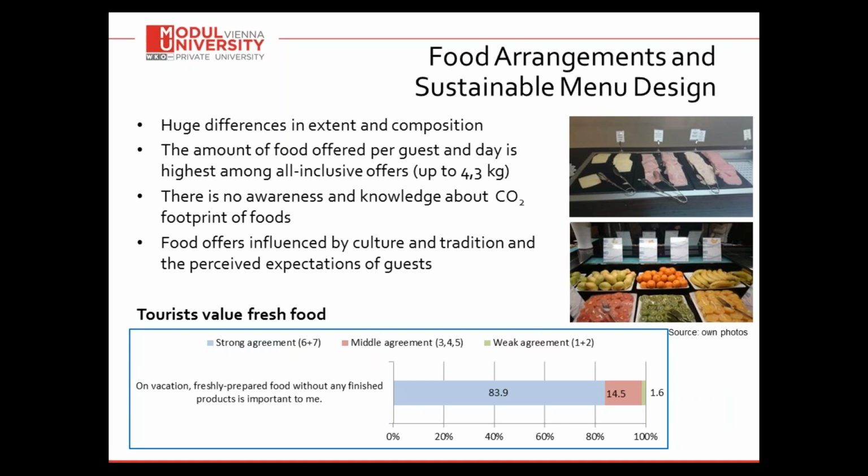There are huge differences in the extent and composition of food arrangements in the hotels. The amount of food offered per guest and day is highest among the all-inclusive offers, which is very, very common in holiday destinations. And we found that up to 4.3 kilograms per guest and day is offered. So this can be really seen as one of the most unsustainable food arrangements. The composition of the food offer is very much influenced by culture and tradition in the destinations, and also the perceived expectation of the guest.